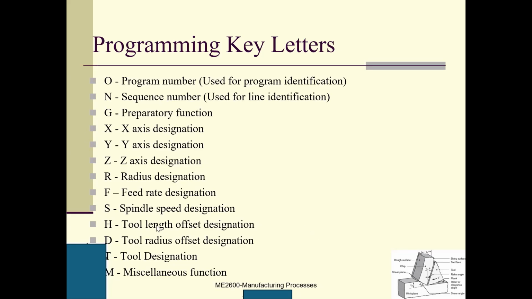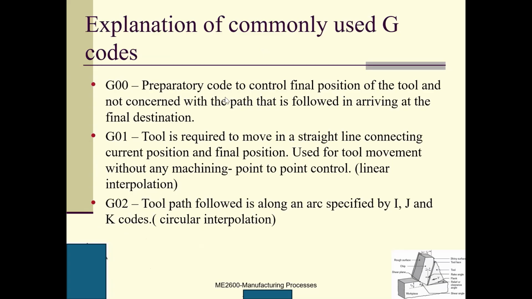Y is H, the tool length, D is the tool radius. Here are the commonly used T codes and their explanations. First one is T00, a preparatory code to control the final position of the tool and not concerned with the path that is followed in arriving at the final destination.